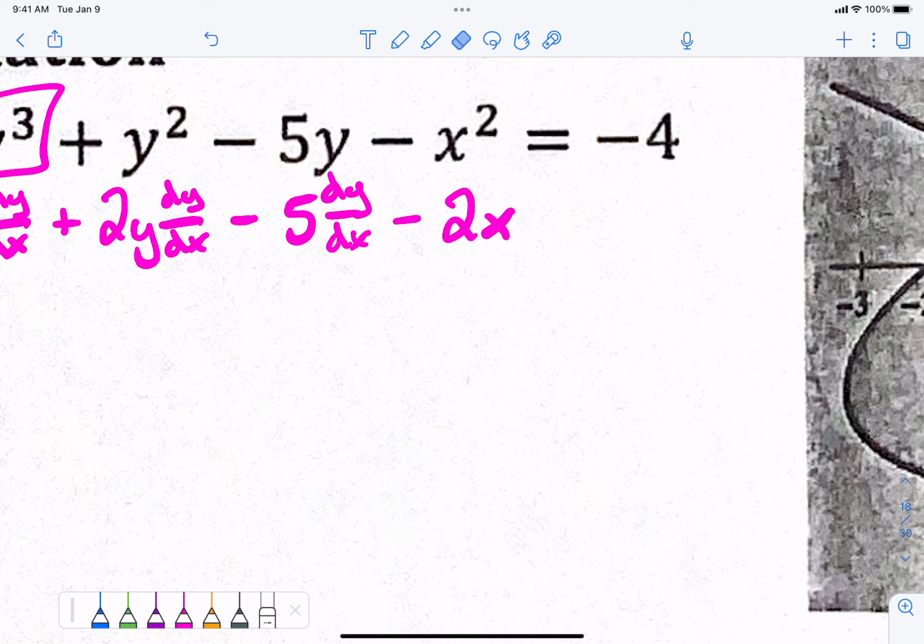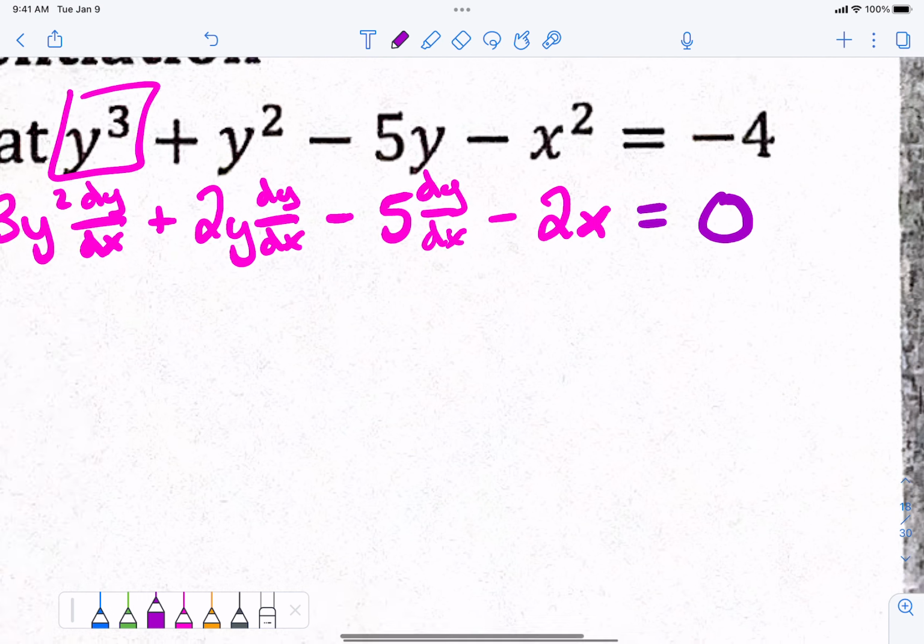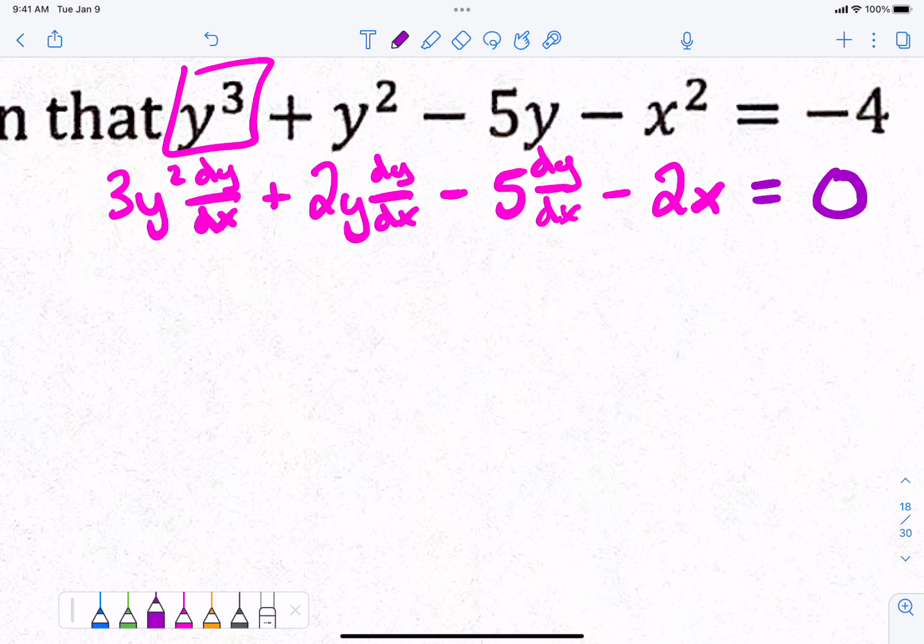All right. What's the derivative of negative 4? It's 0. Okay, one little baby step further. They want us to find dy dx, which means get dy dx solved for, right?